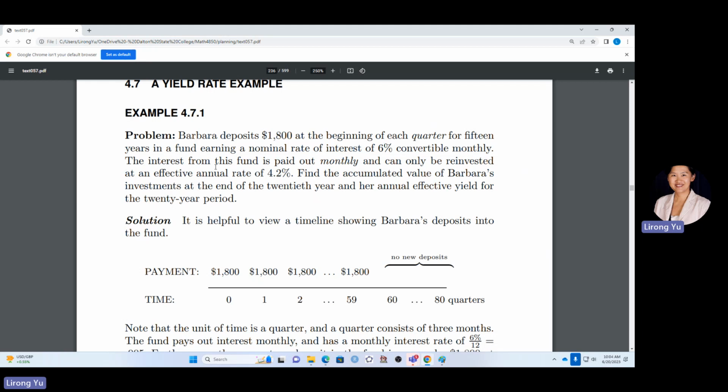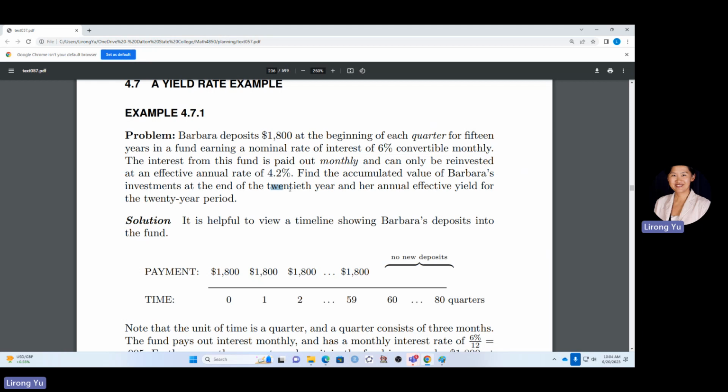We have the principal in one account and we have the interest in a separate account. So the interest from this fund is paid out monthly and can only be reinvested at an effective annual rate of 4.2%. That is monthly, so you have to convert the 4.2% into a monthly interest rate. Find the accumulated value of Barbara's investment at the end of 20 years.